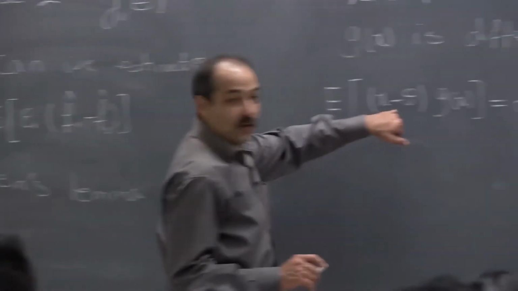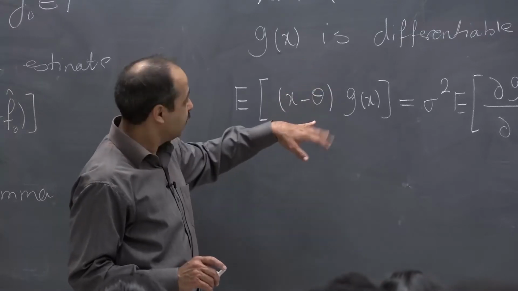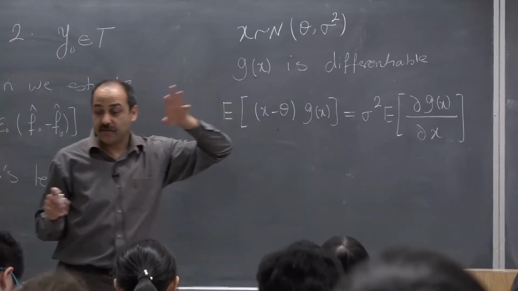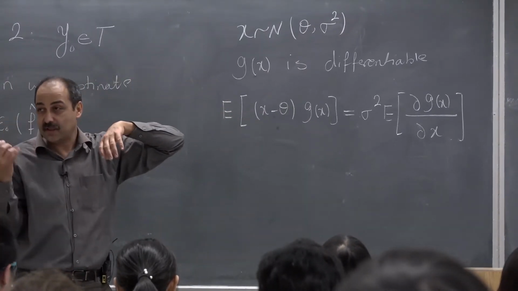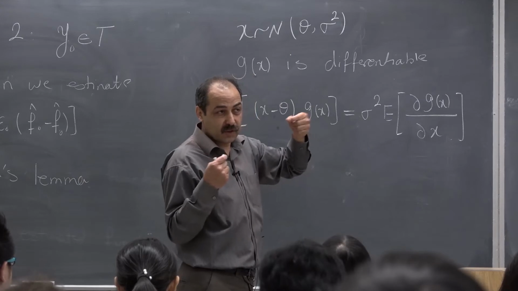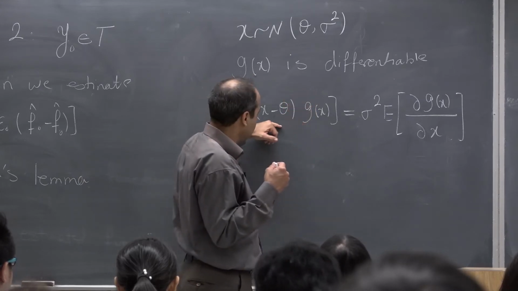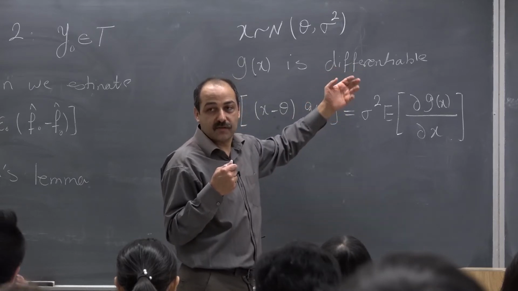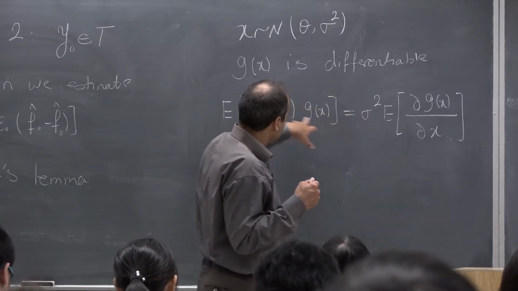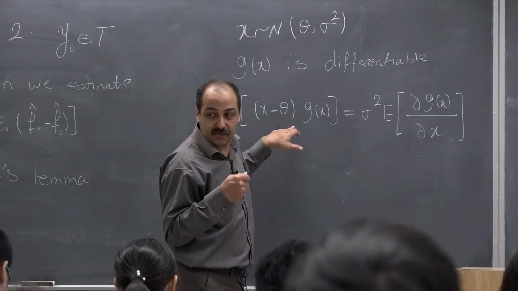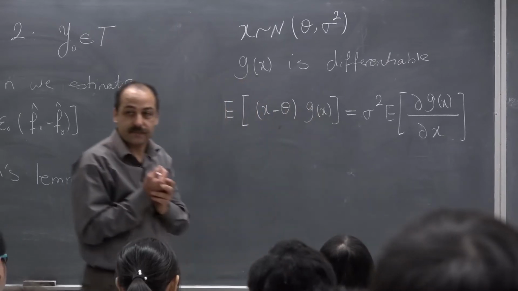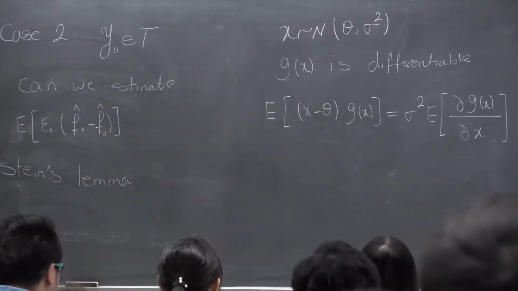So x is normally distributed. Consider x minus the mean of x, times g, where g is an arbitrary function, but the condition is that you can take the derivative of g. If you want to compute the expectation of the product of these two terms, when one term is normally distributed and the other is a function of this random variable, then this expectation is sigma squared, where sigma is the standard deviation of this normal, times the expectation of the derivative of g with respect to x. Okay?